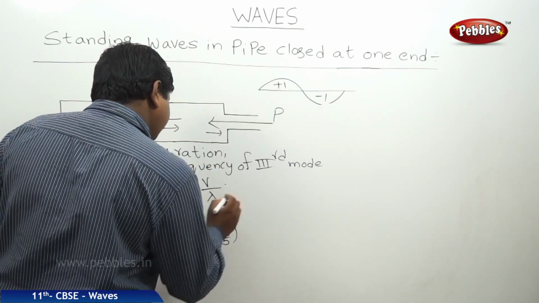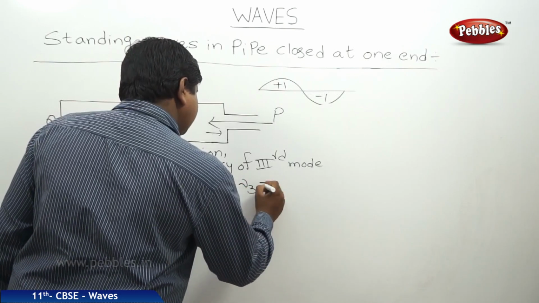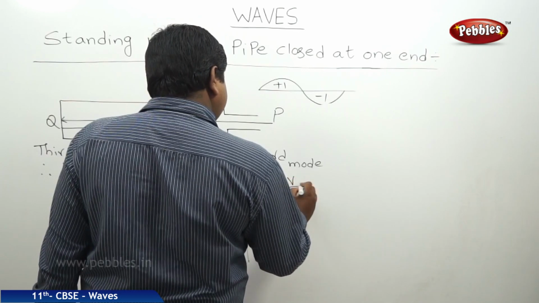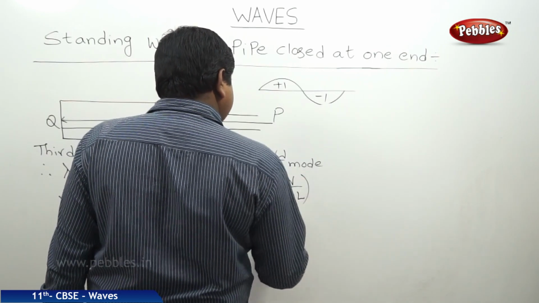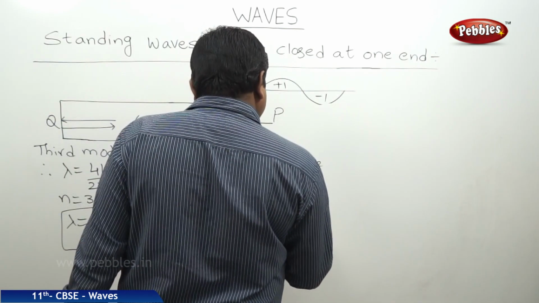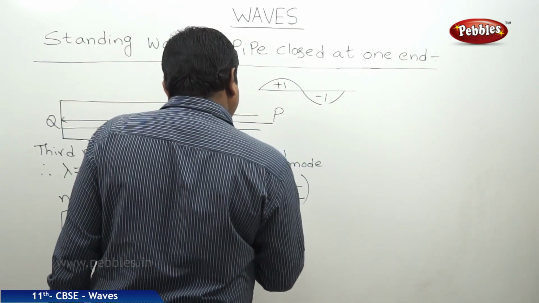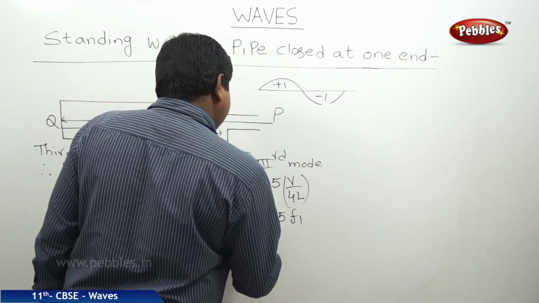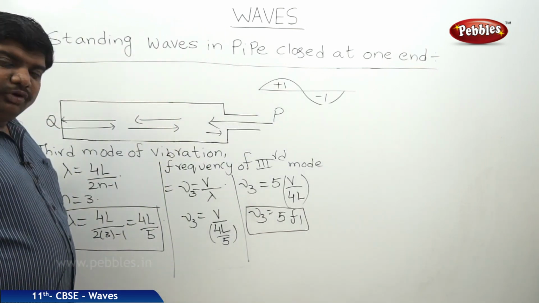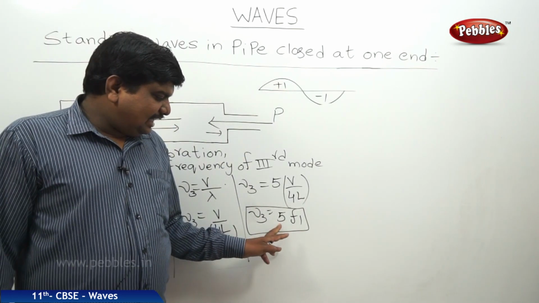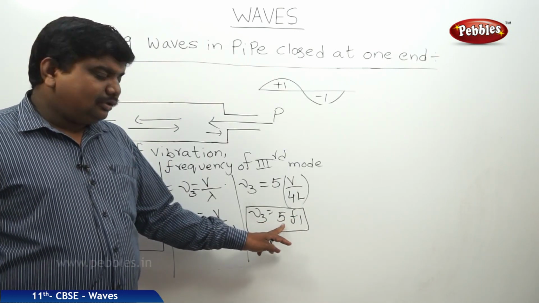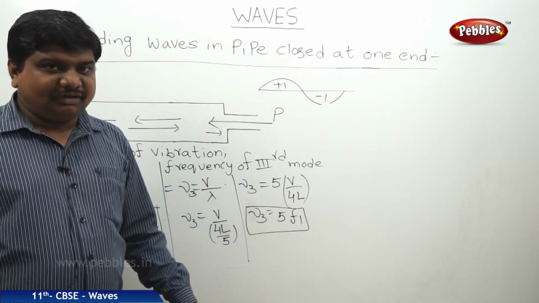Is equal to nu 3. Therefore nu 3 is equal to 4L by 5, which means it is 5 into V by 4L. We know that this V by 4L is the fundamental frequency. Therefore it is 5f1. That means the second mode of vibration vibrates with 3 times its fundamental frequency. The third mode of vibration vibrates with 5 times its fundamental frequency.